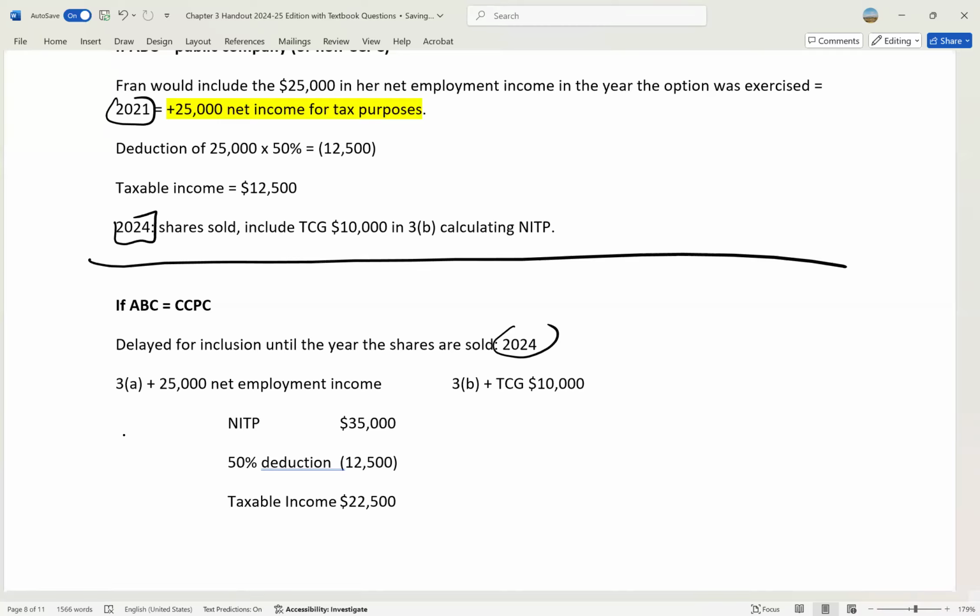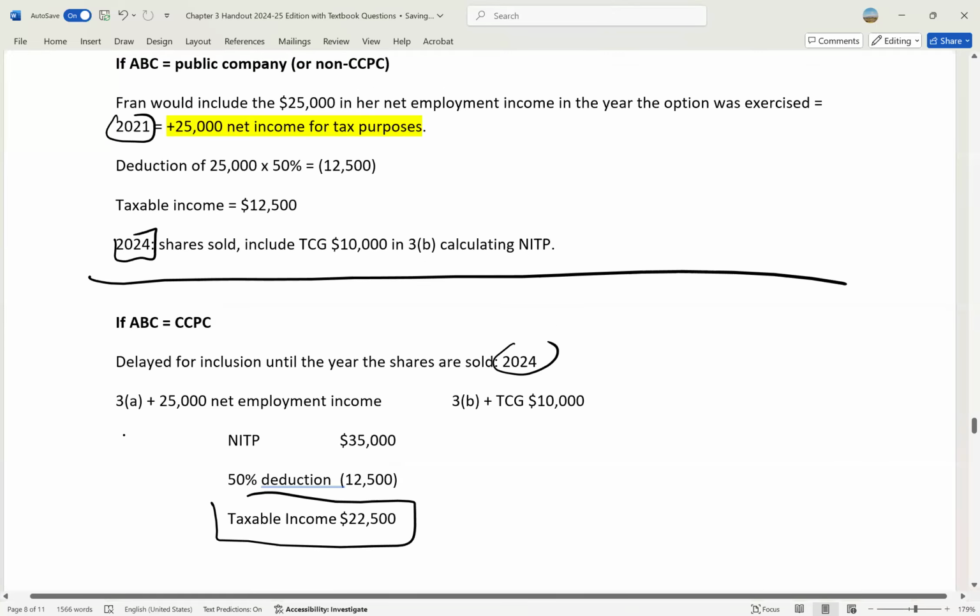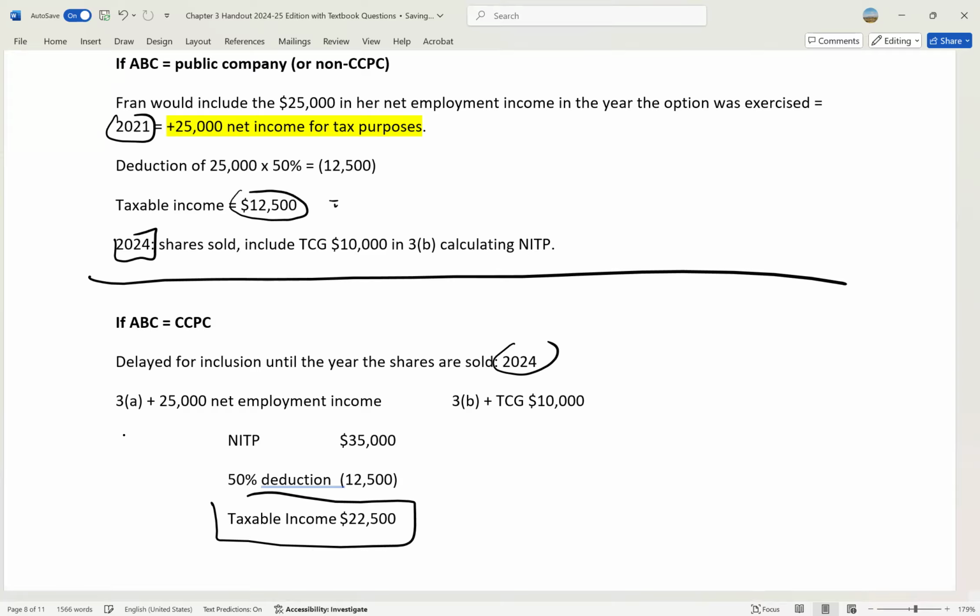And what you can see is that the overall increase to taxable income is the same, but the timing is different. If ABC was a public company or not a CCPC, it would be 12,500 in 2021, and then 10,000 in 2024. So that's still 22,500. But if ABC was a CCPC, everything would be delayed until 2024. And so the overall impact to her taxable income is 22,500. Any questions for this example?